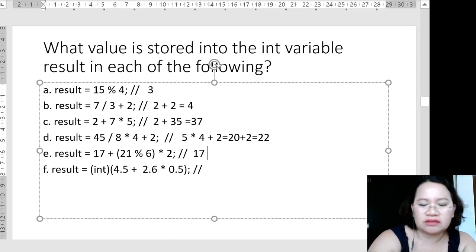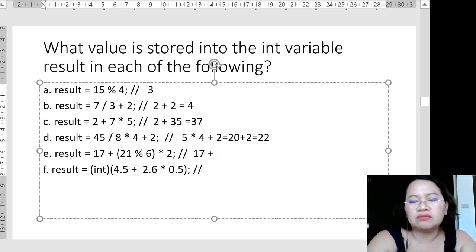So it's like 17 plus, what is 21 modulo 6? 21 divided by 6, I think that gives you 3. The remainder is 21 minus 18. So I think that's a 3, right?